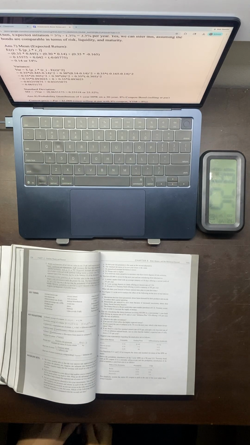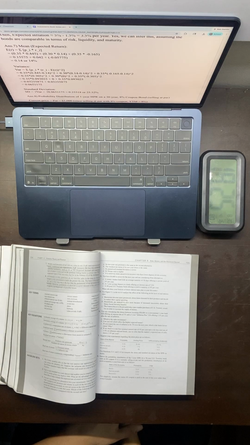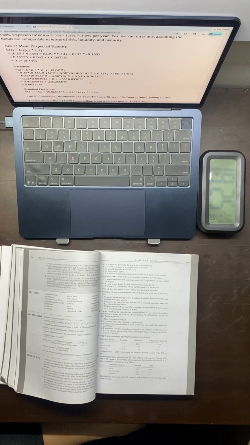Day 44, continuing with the chapter 5 problem sets. Question number 7. Suppose your expectations regarding the stock price are as follows: state of the market, probability, ending price, HPR, including dividends. Use equations 5.11 and 5.12 to compute the mean and standard deviation of the HPR on the stocks.